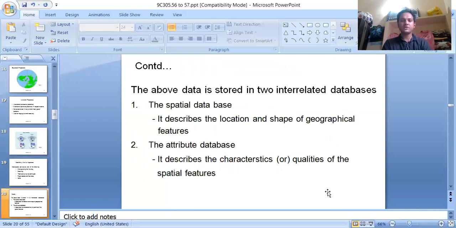The above data is stored in two interrelated databases. So all the data from the above cases will be stored in two interrelated databases. The first one is the spatial database and the second is the attribute database. Spatial data describes the location, shape, and geographical features of the point. In attribute data, the data is stored in the form of charts, maps, or tables. It describes the characteristics or qualities of the spatial features.